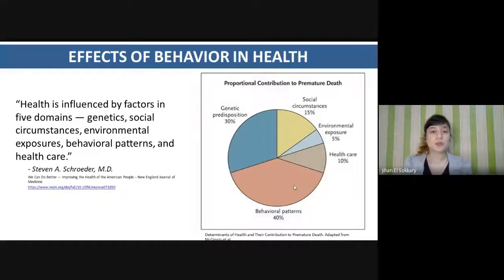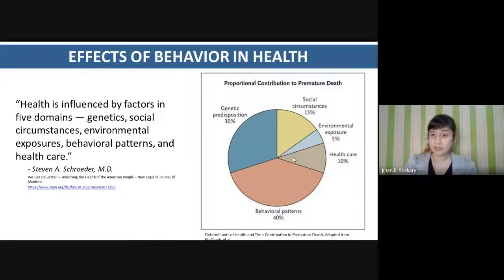All right, we'll start with the effects of behavior and health. So, health is influenced by factors in 5 domains. Now, that is in genetics, social circumstances, environmental exposures, behavioral patterns, and healthcare. Now, this has been a controversy ever since.